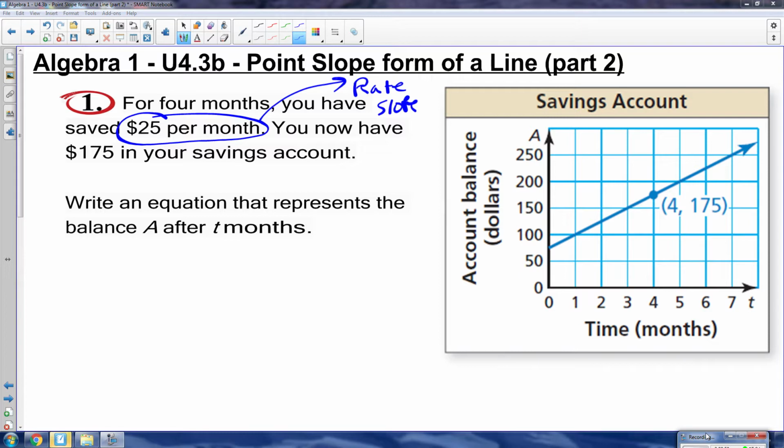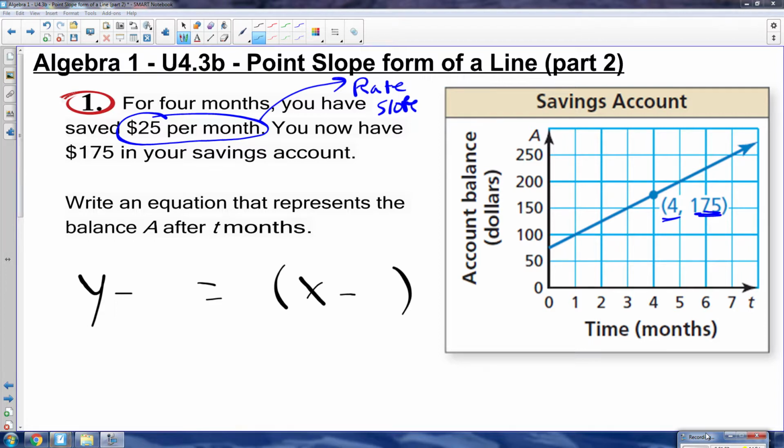So now you've got 175 in your savings account, and this is apparently 4 months later. Could you write an equation that represents this? It's just a word problem, but what would be the equation in point slope form? I'm going to write the skeleton here. We're going to put the flesh on this, but here's the bones of the problem. Y minus something equals m, and then x minus something.